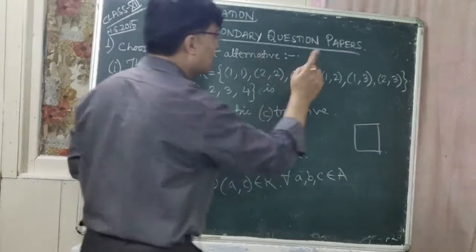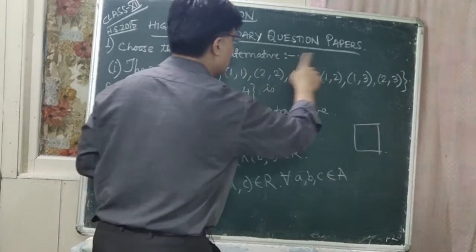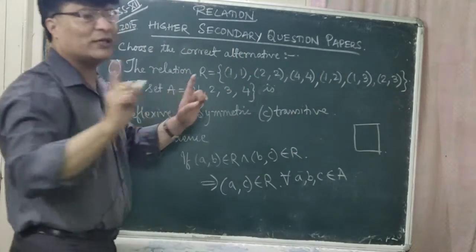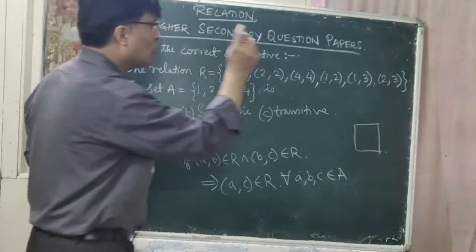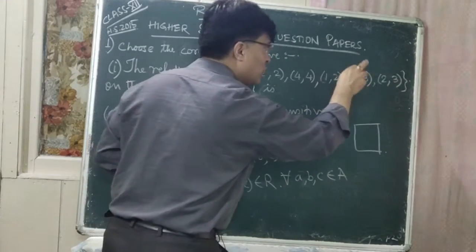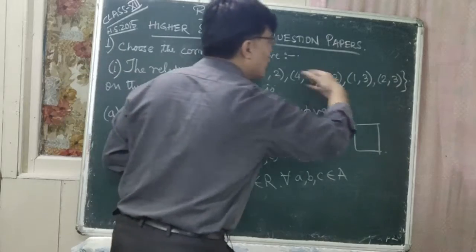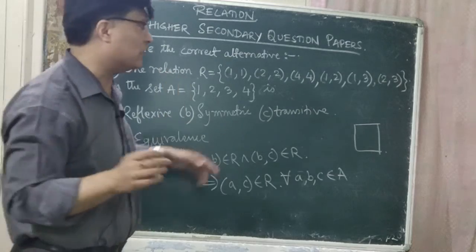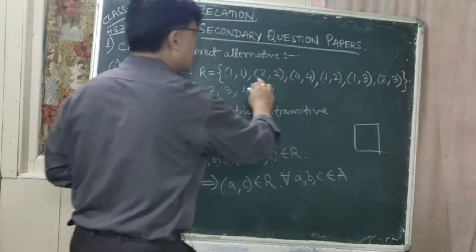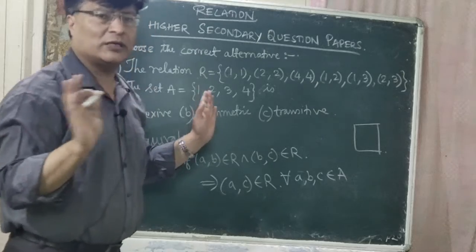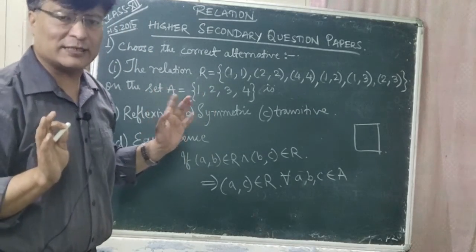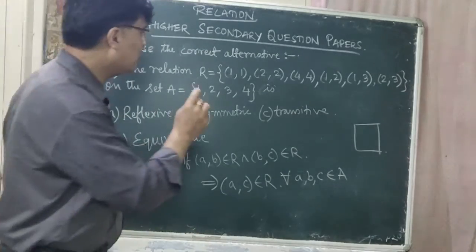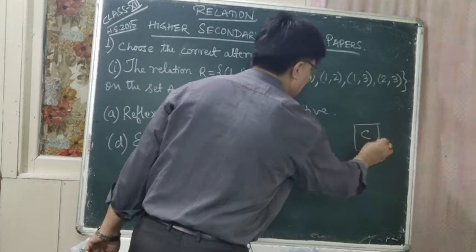Is that clear now? Next, 1 comma 3 is there. 3 comma something should be there. Is there 3 comma something? No. So no need of checking this one. If 1 comma 3 is there, first check whether 3 comma something is there. If not, no need of checking it. It is automatically transitive. So 2 comma 3 is there. 3 comma something is not there, so no need of checking it. So it is automatically transitive. Okay, so it is a transitive relation. Is that clear now? So C is the correct answer.